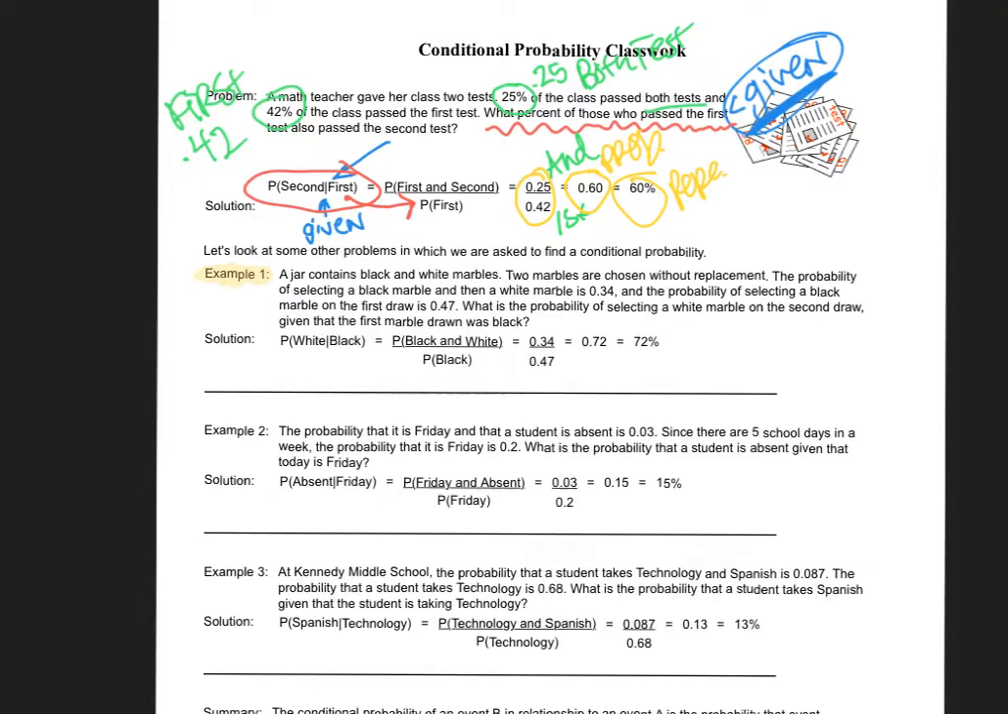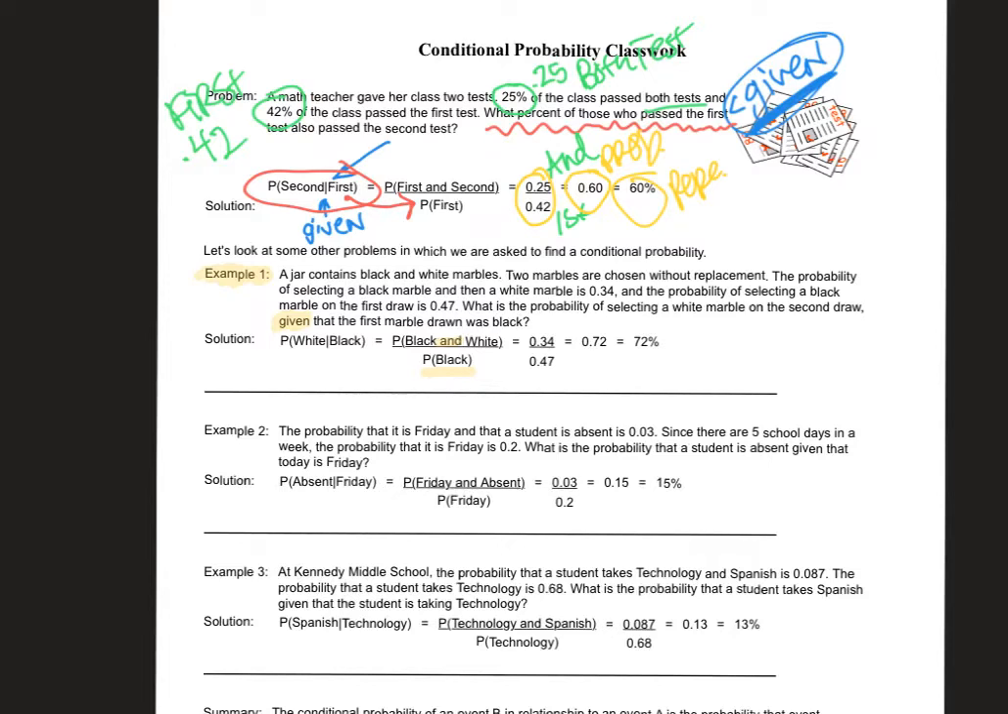A jar contains black and white marbles. 2 marbles are chosen without replacement. The probability of selecting a black marble and then a white marble is 0.34, and the probability of selecting a black marble on the first draw is 0.47. What is the probability of selecting a white marble on the second, given that the first marble drawn was black? So the keyword here is given. That tells me that I'm going to do and divided by whatever I'm looking for.